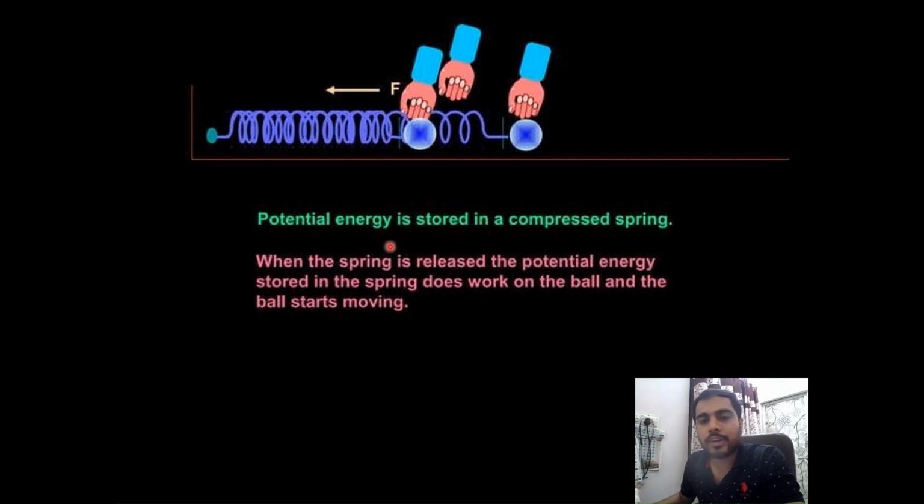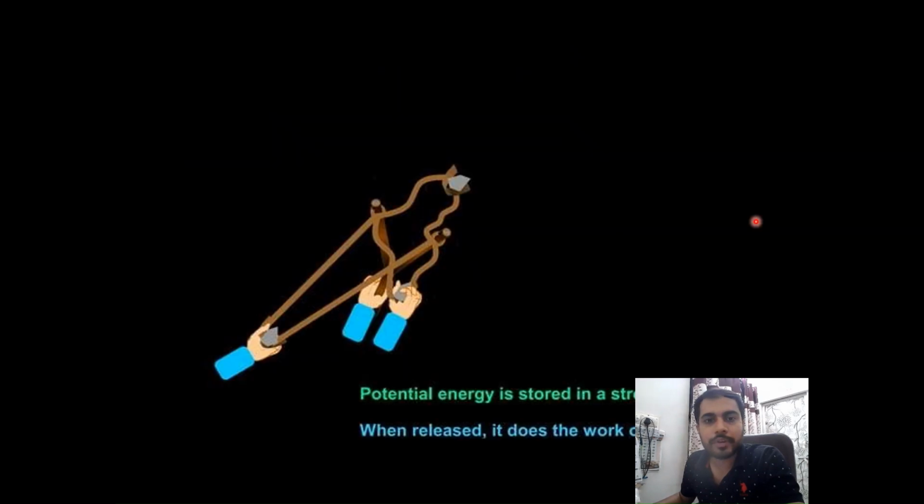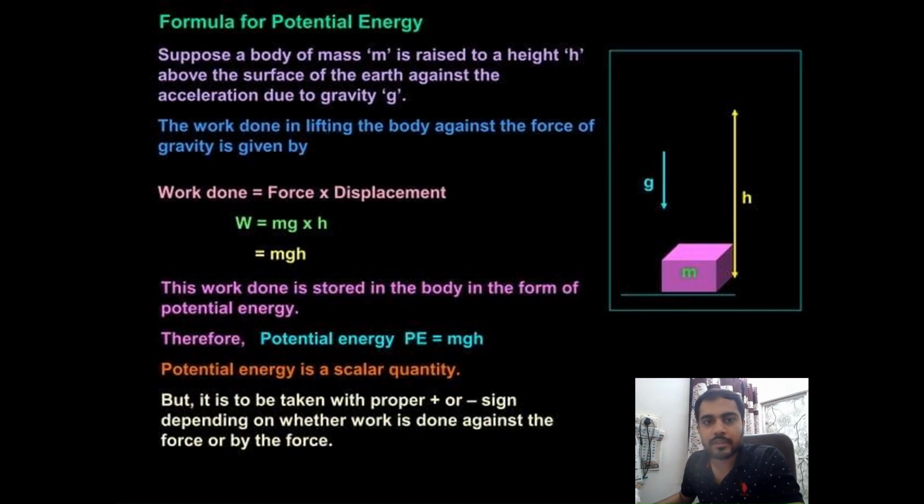Similarly, a spring also contains energy. It also comes under the category of potential energy. When we release the spring, it will bounce back. So it's also one form of potential energy. Similarly, here also, when we release this object, it will throw its energy and release this to the target.